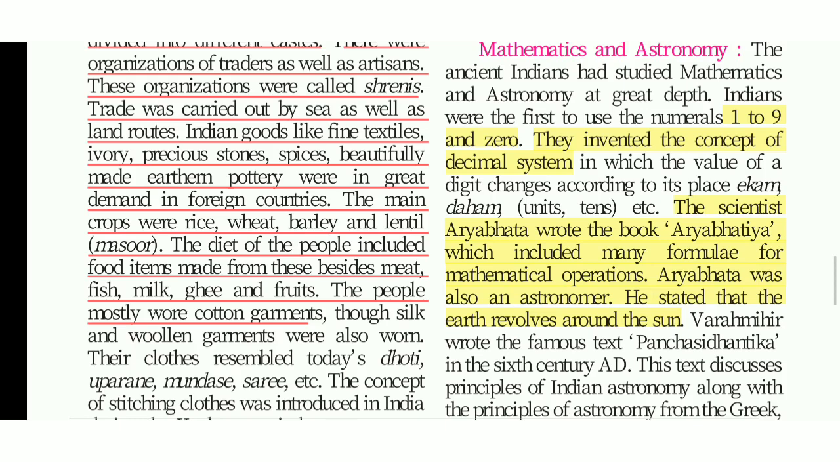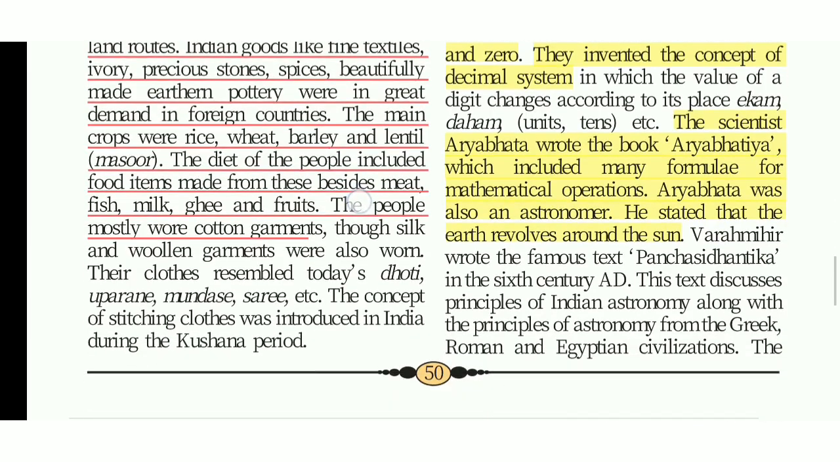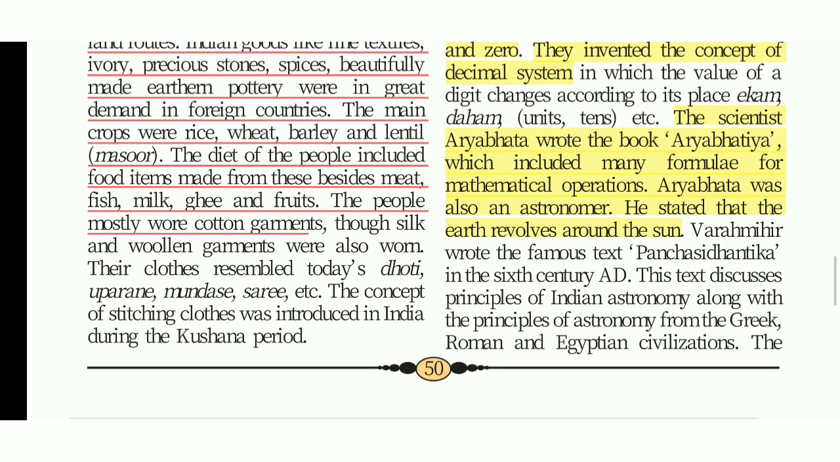The scientist Aryabhat wrote the book Aryabhatiya, which included many formulas for mathematical operations. Aryabhat was also an astronomer. He stated that the earth revolved around the sun.